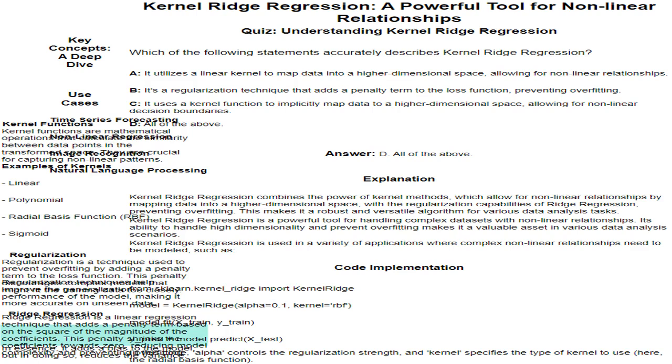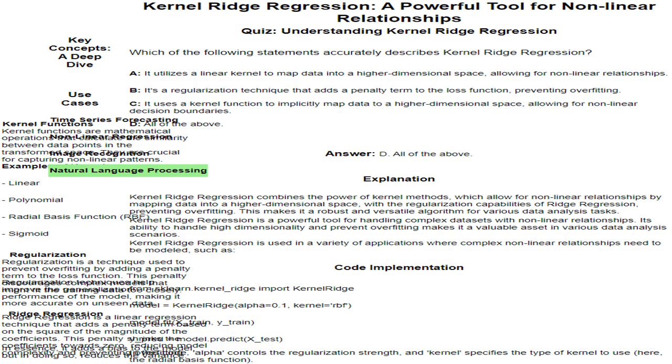Ridge regression is a linear regression technique that adds a penalty term based on the square of the magnitude of the coefficients. This penalty shrinks the coefficients towards zero, reducing model complexity and preventing overfitting. In natural language processing, ridge regression can be used to predict sentiment scores for text data, where the regularization helps prevent overfitting to specific words or phrases. Time series forecasting, nonlinear regression, image recognition, natural language processing.